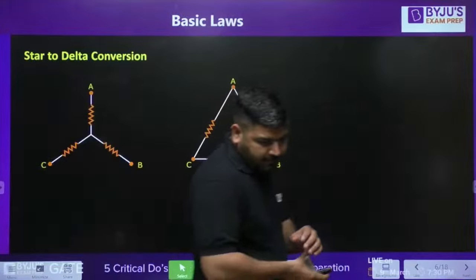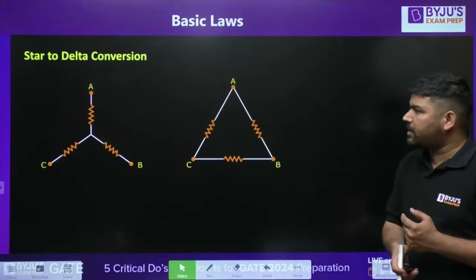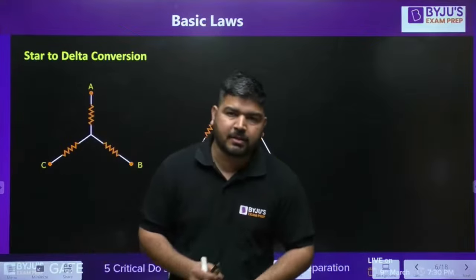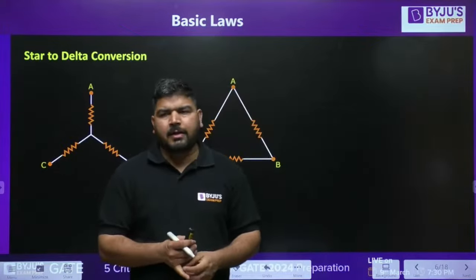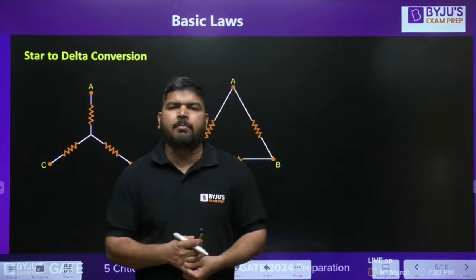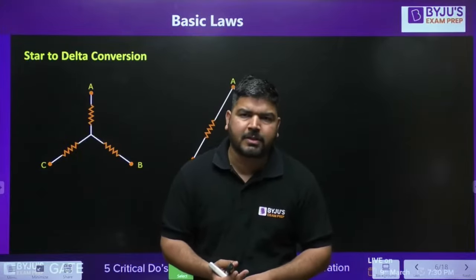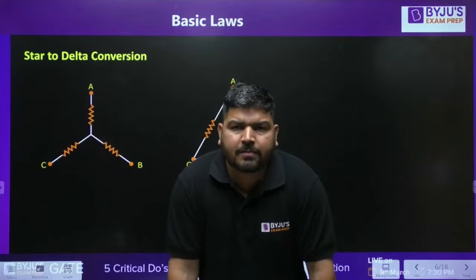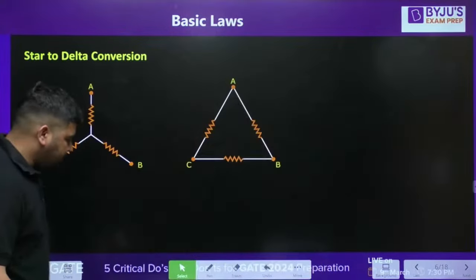Before starting, let me tell you guys, in the previous class we discussed star delta conversion. I told you that in an unbalanced bridge we require star delta conversion, but in a balanced bridge you don't require star delta conversion. Let's start from the previous class only.